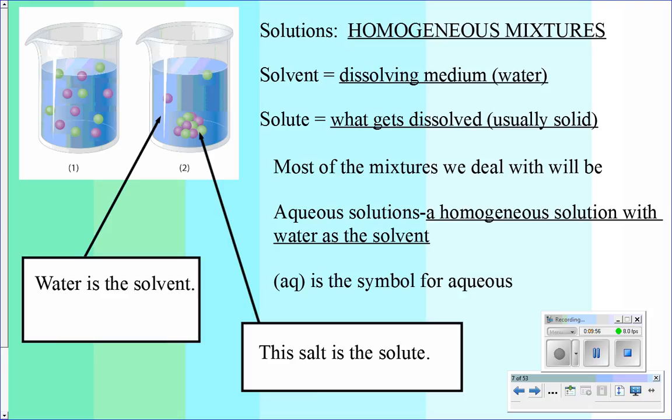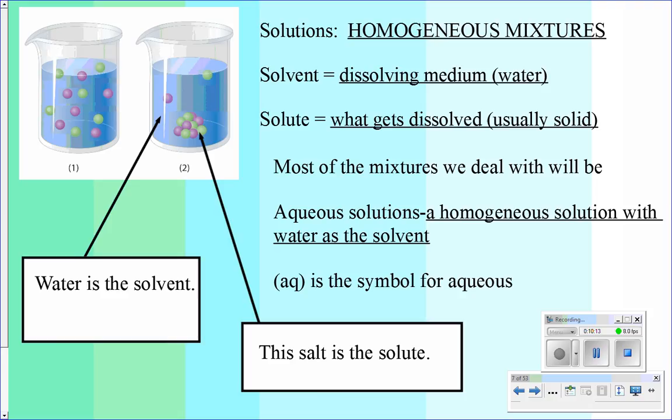In the case of salt water, if you imagine the pictures up here, if we imagine that we put some salt into water, some of these little ions start to float away. They're getting dissolved into the solution. The salt is the solute, and the water is the solvent.